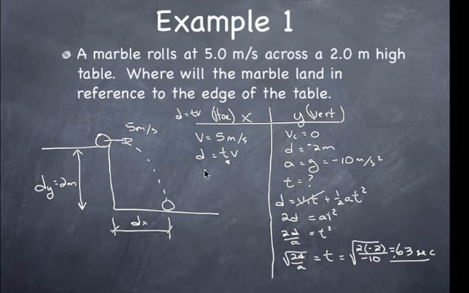At the same time that it's falling, it is moving horizontally, so we can move that t over into the x column, 0.63 seconds. Then distance is equal to tv. So 0.63 times 5 gives us a distance of 3.2 meters.